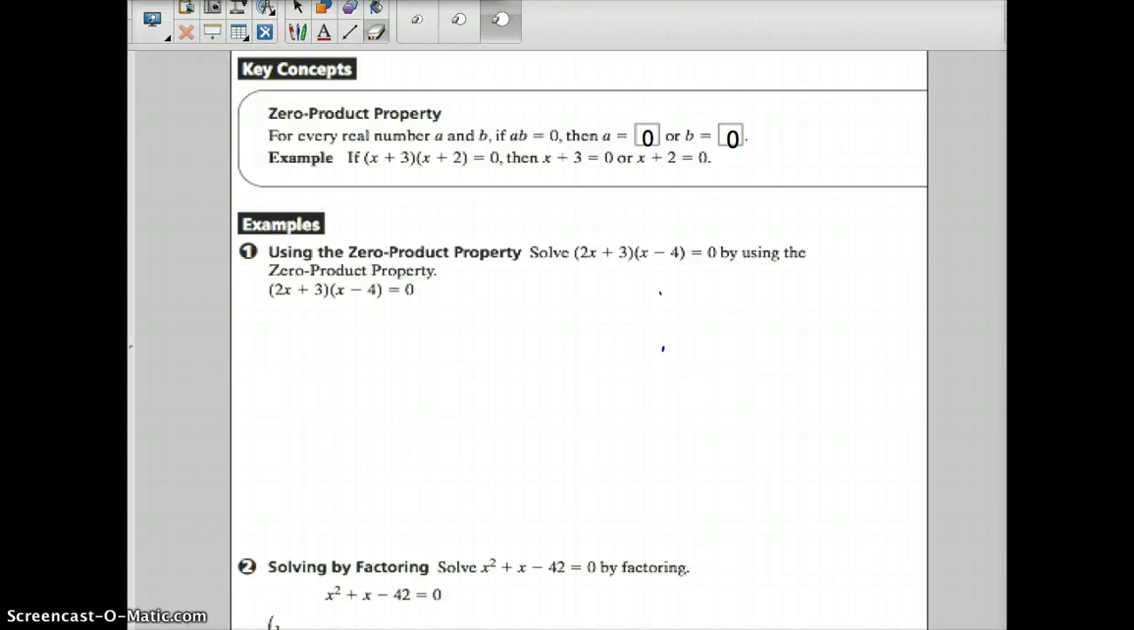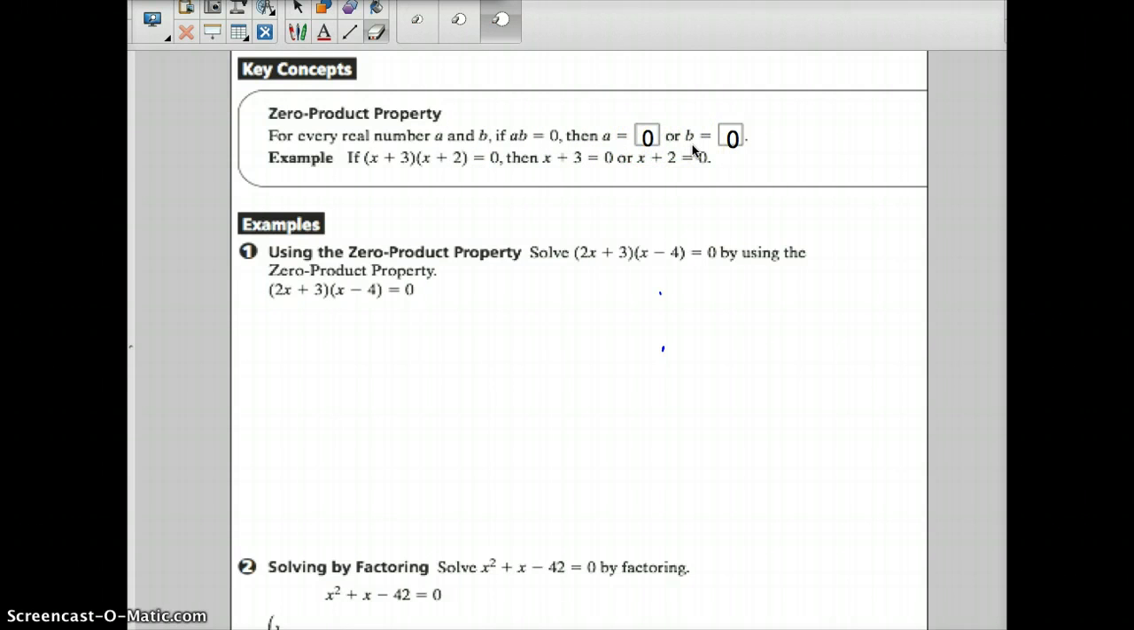Welcome to Lesson 10.4. This lesson uses factoring and the zero product property to solve quadratic equations. The zero product property tells us that if we have two things multiplied together, such as A and B, and we know it equals 0, then either A or B has to be 0.